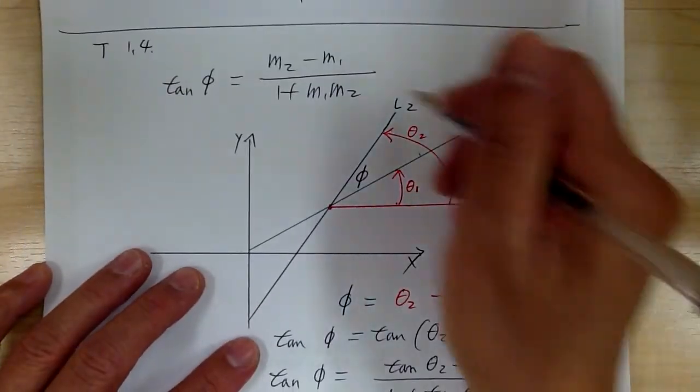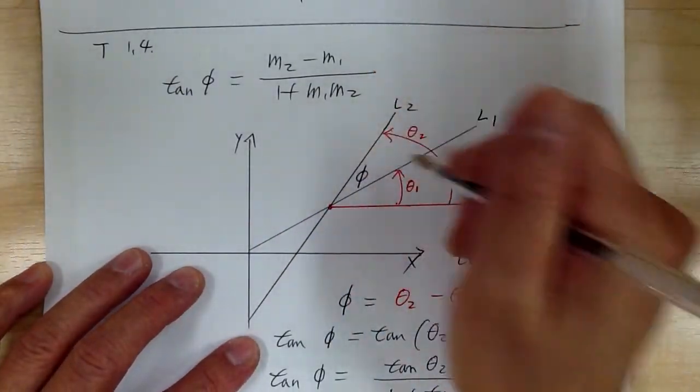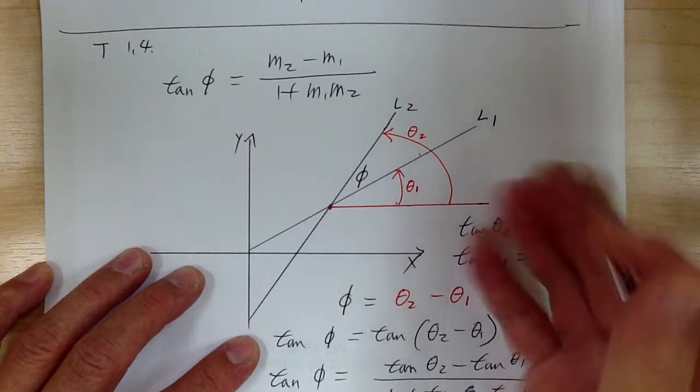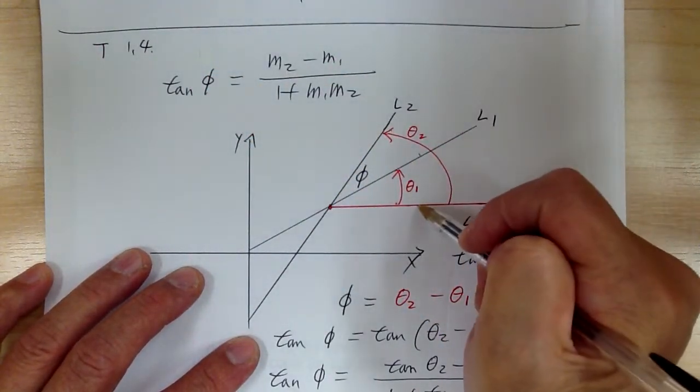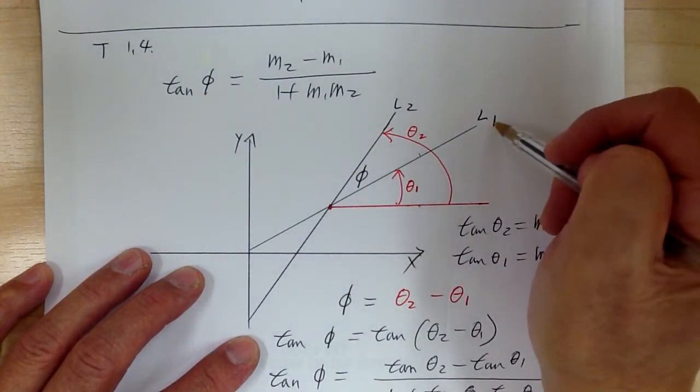Okay, so let's go over some examples. Oh, by the way, make sure you go clockwise, not counterclockwise. Okay, so you're always going this direction. So the first one is L1, then L2.